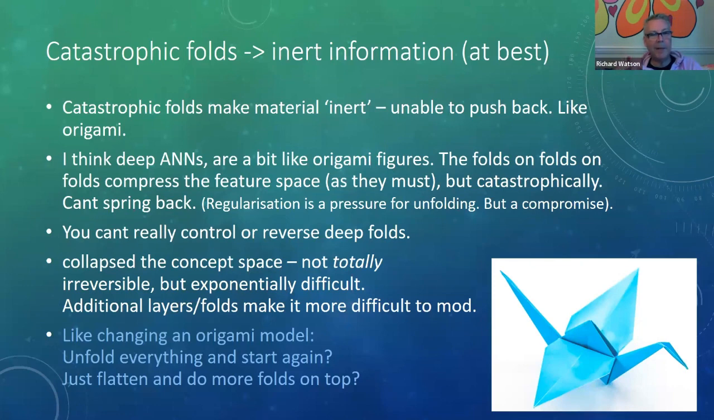I think that deep artificial neural networks are a bit like origami figures. They're folds on folds on folds that compress the feature space, as they must in order to learn non-linearly separable functions. But I think they do it catastrophically in a way that can't spring back, and they lose their agility. Regularization is a pressure that tries to keep things simple so that they sort of spring back. But this is a springing back that only happens on learning timescales. It doesn't happen dynamically in the behavior of the system. It's just a sort of compromise way of doing it.